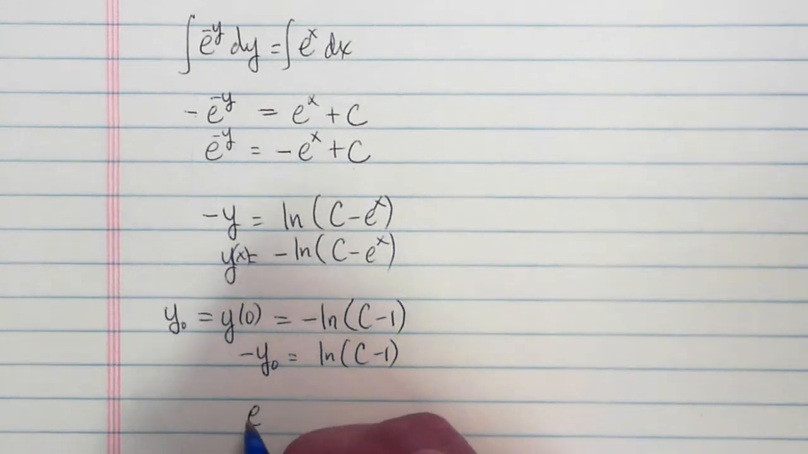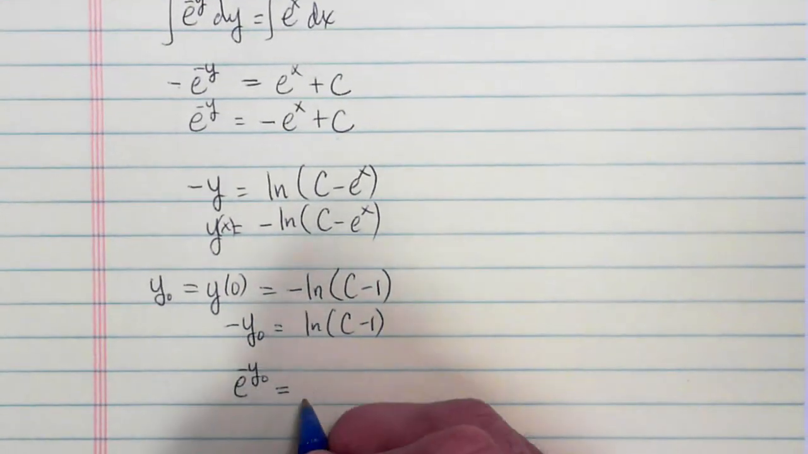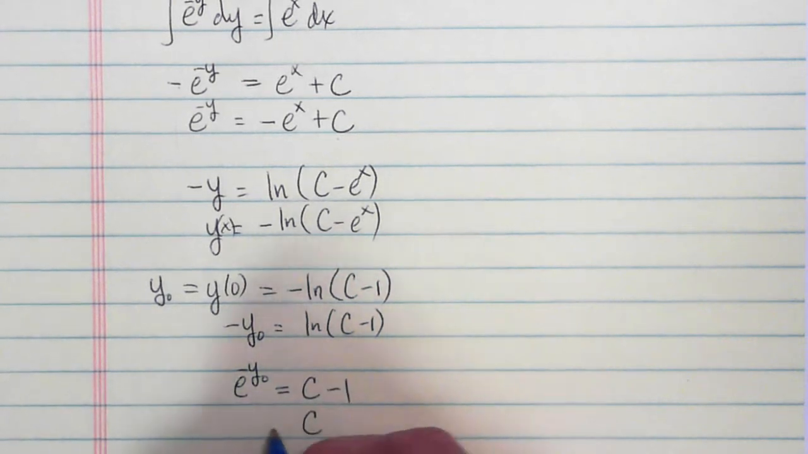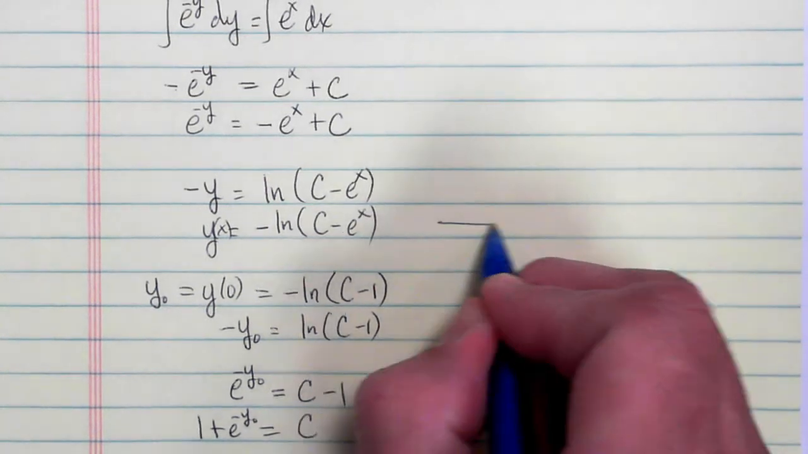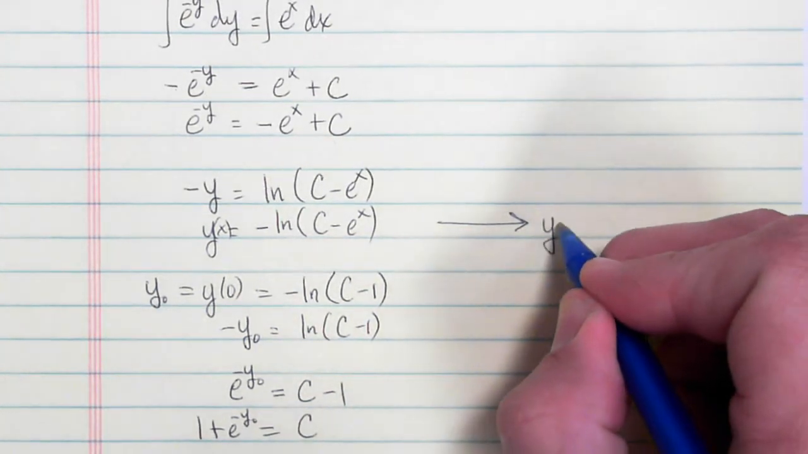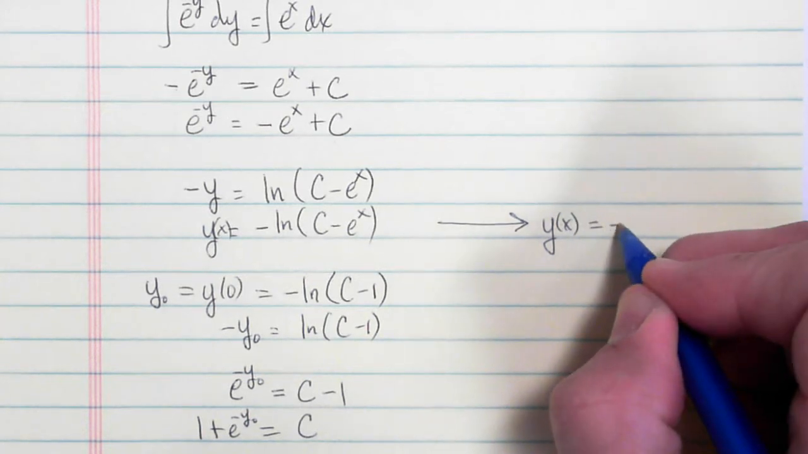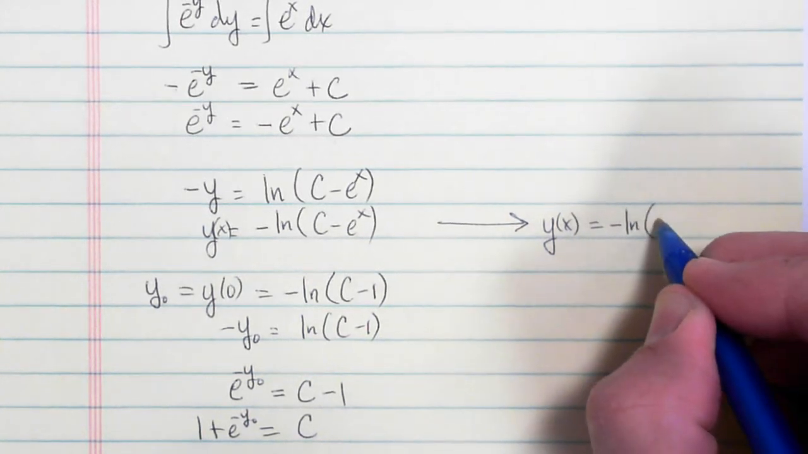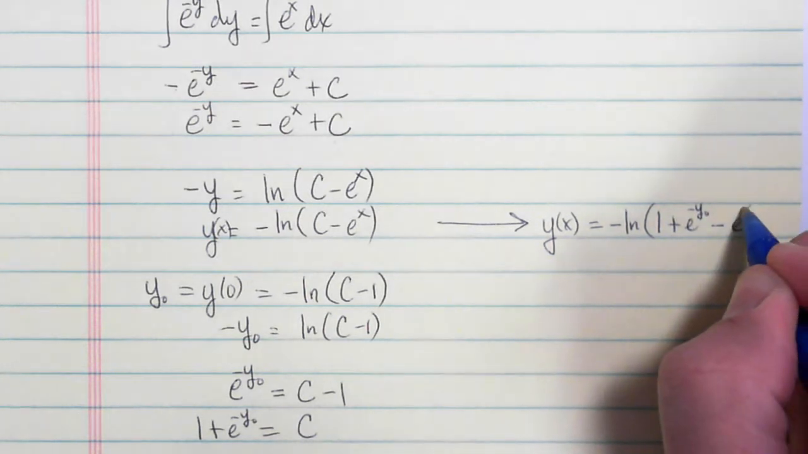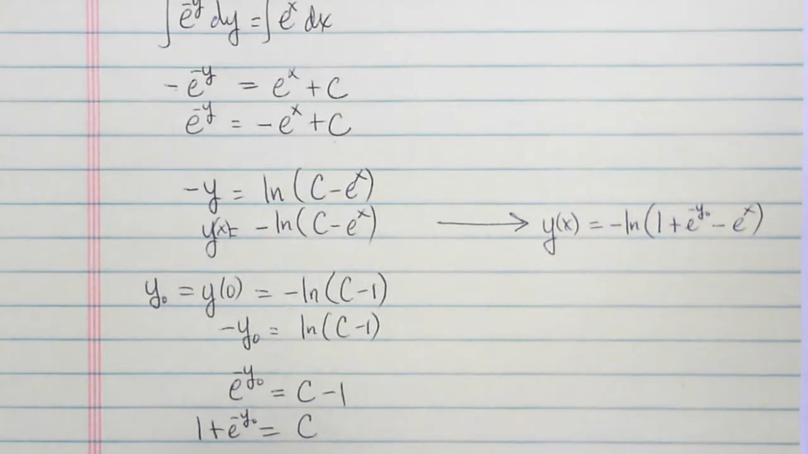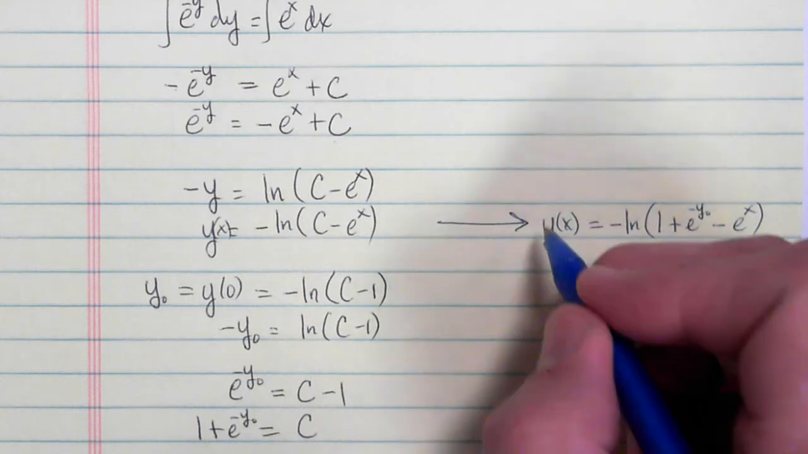Take e to both sides. E to the minus y naught is equal to c minus 1. So that c is equal to 1 plus e to the minus y naught. And so coming back up here, we get that y of x is equal to negative natural log of 1 plus e to the negative y naught minus e to the x as the solution of this initial value problem. So that's the solution.